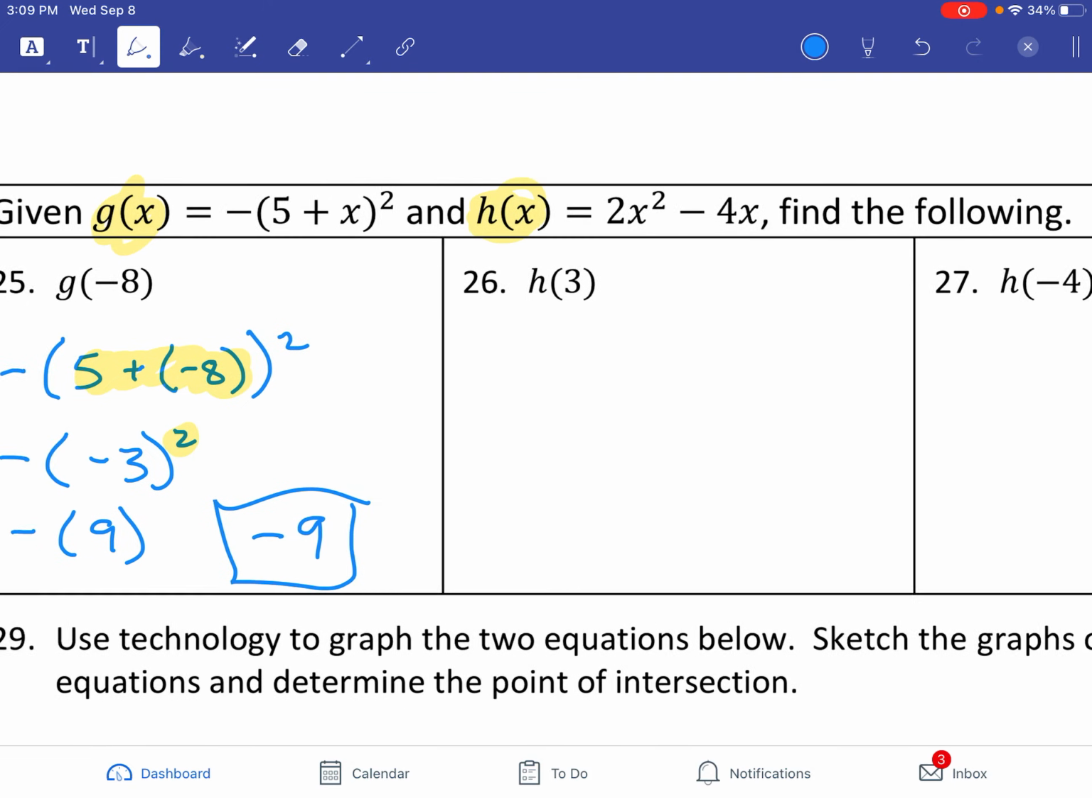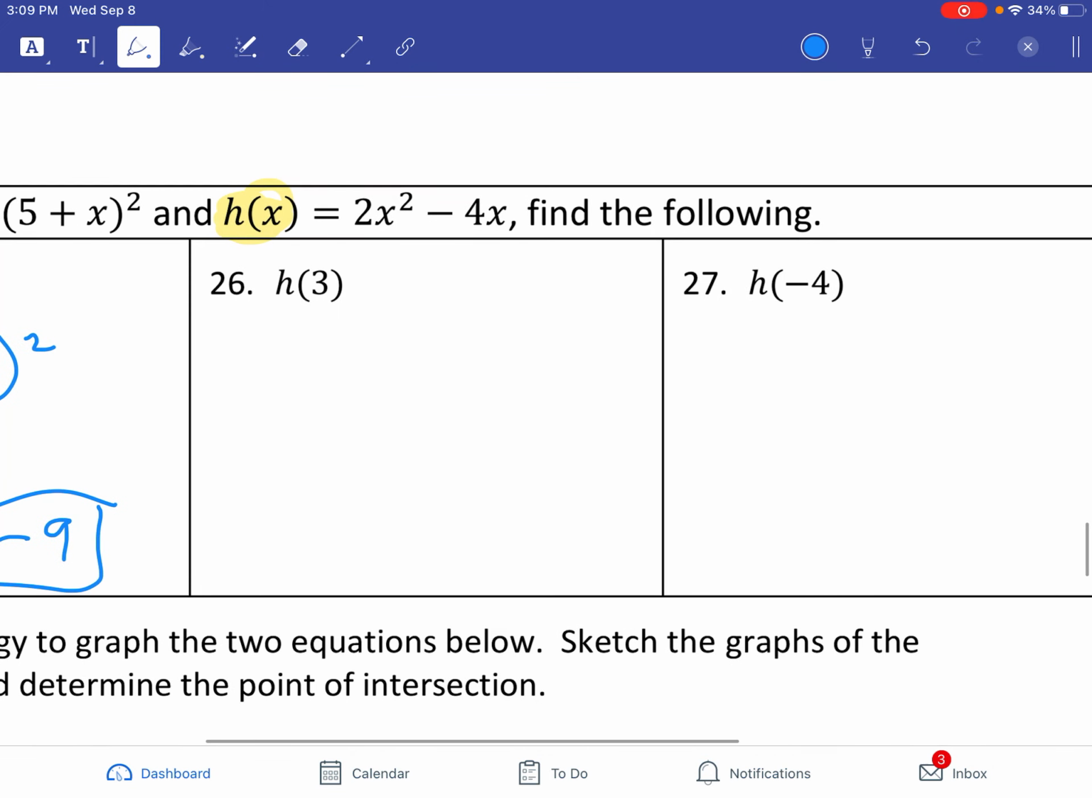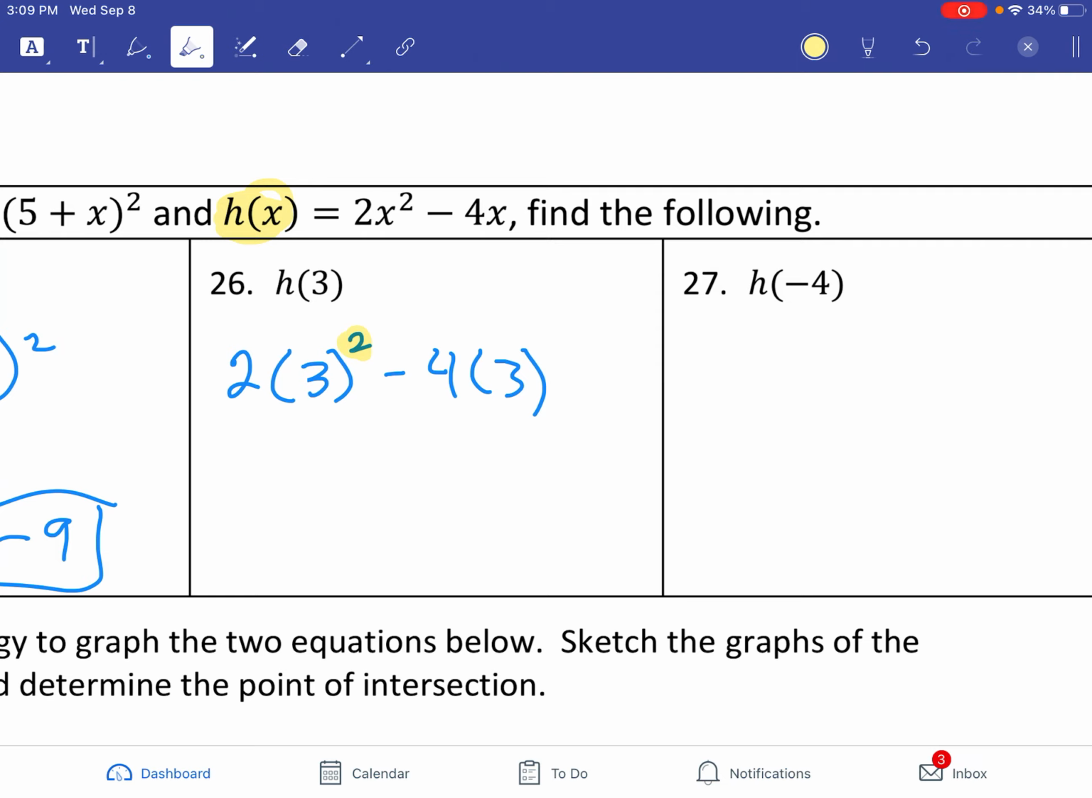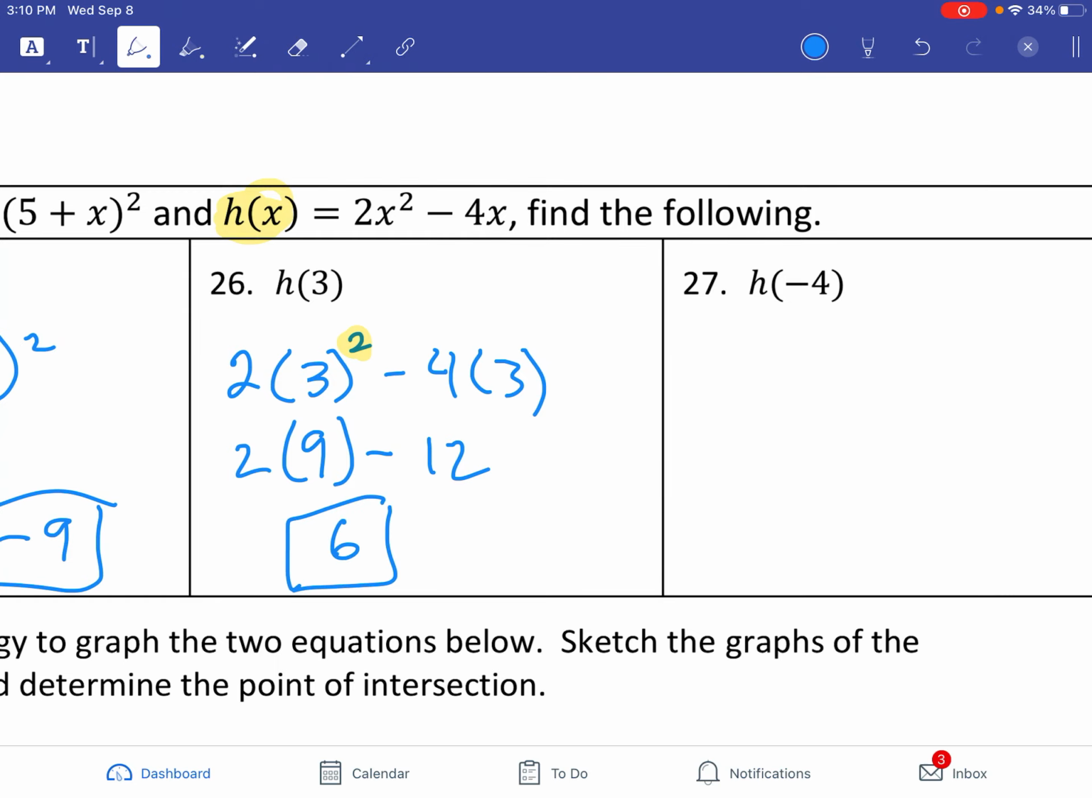Number 26, we're going to put 3 in for the x's of the h function. So I'm going to put 2, I'm going to put 3 for the x there, and square it, minus 4, and then 3 again for the x. All right. With this problem, again, the squared sign goes first, not the multiplying by 2. 3 squared is 9 times 2. On the other side, 4 times 3 is going to be 12. There's nothing else to do besides that. And to finish this problem off, 2 times 9 is 18, and 18 minus 12 is 6.